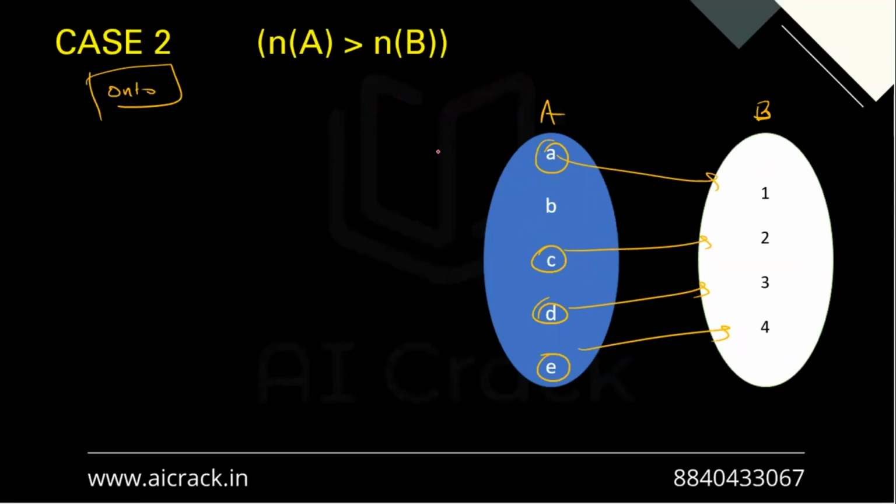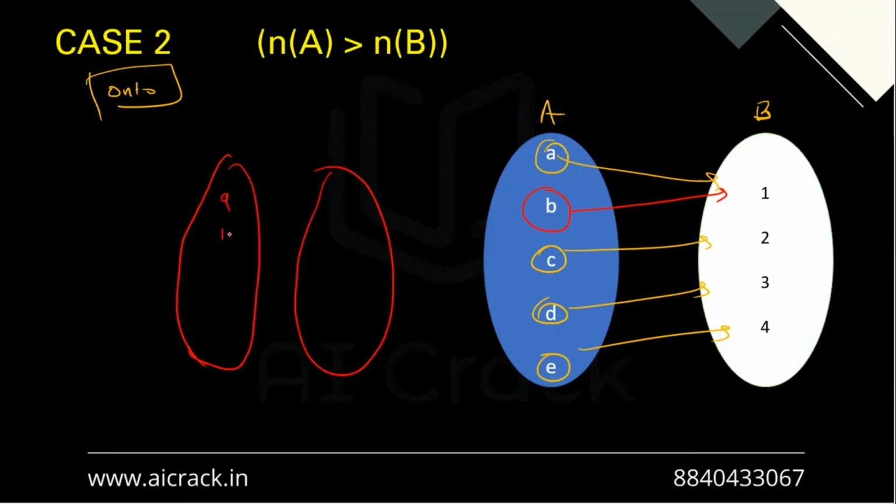Now let's say this is one case. In this one particular case, what is happening, we have selected 4 elements A, C, D and E. Now I'm left with B. Let's say I map it with one element of set B. So this is the case. Now let's take one more case.